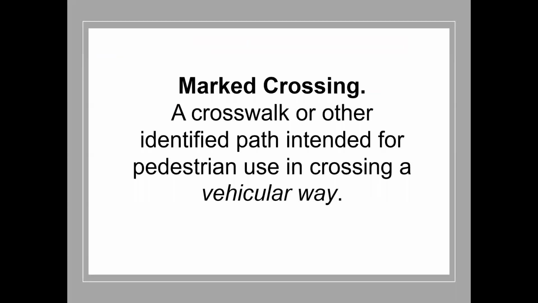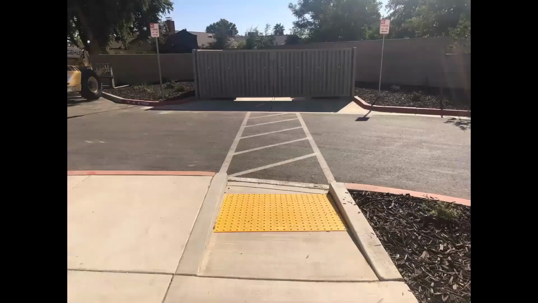First, we start with the definition for marked crossing. This definition can be found in the 2010 ADA, the 2012 Texas Accessibility Standards, the A117.1, the 2020 Florida Building Code, and the 2022 California Building Code. The definition reads, a marked crossing is a crosswalk or other identified path intended for pedestrian use in crossing a vehicular way. In this photograph, we have a marked crossing that leads to a trash enclosure in a housing project.